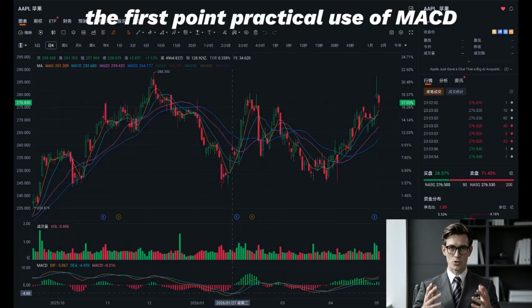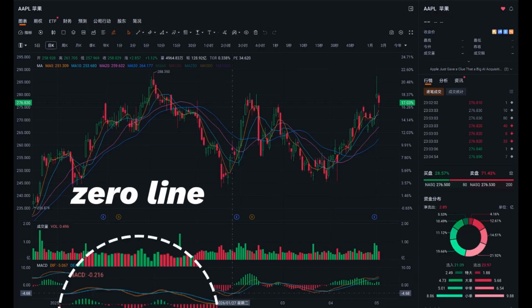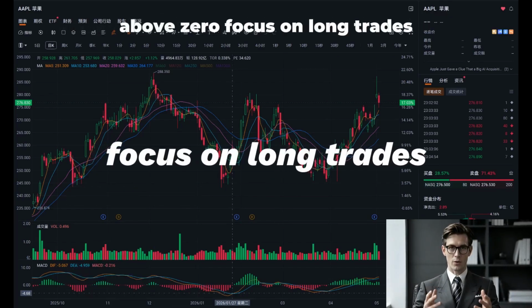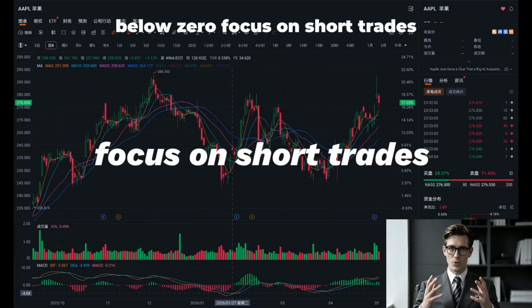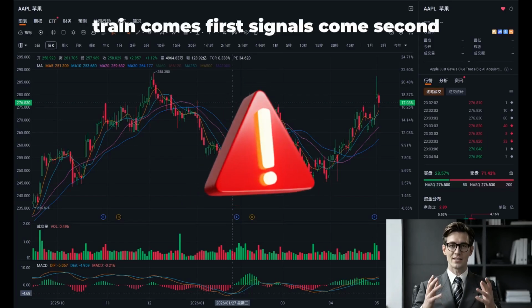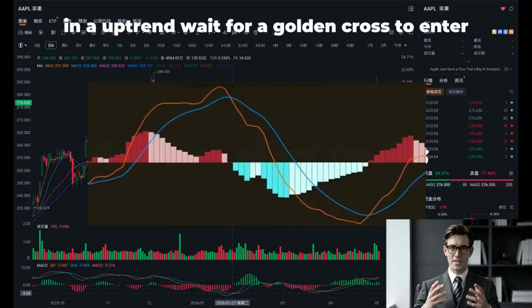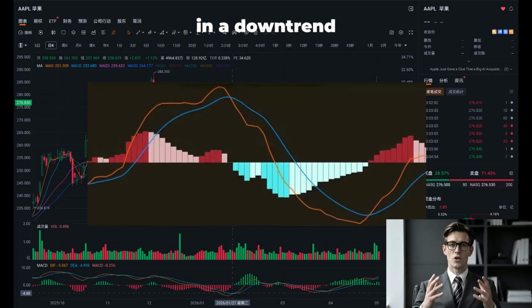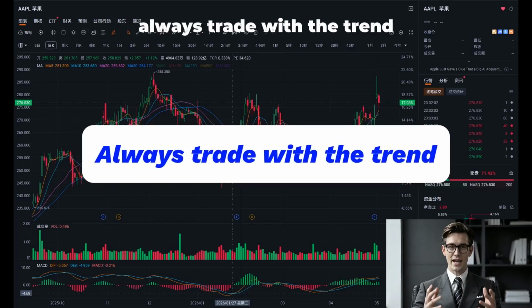The first point, practical use of MACD. First, check the zero line, then the direction. Above zero, focus on long trades. Below zero, focus on short trades. Trend comes first, signals come second. The second point, in an uptrend, wait for a golden cross to enter. In a downtrend, wait for a death cross. But remember, always trade with the trend.